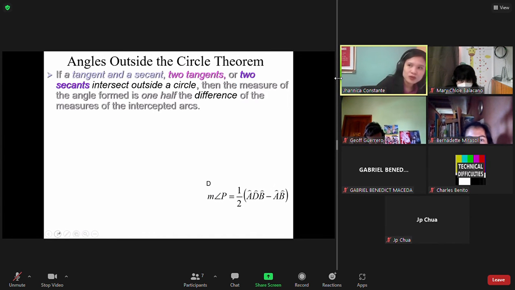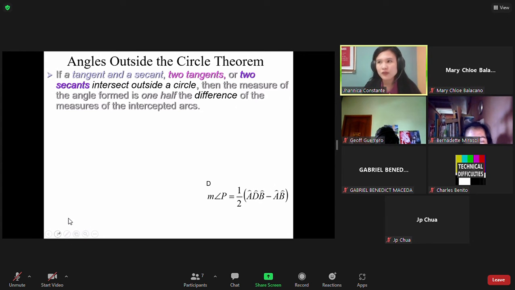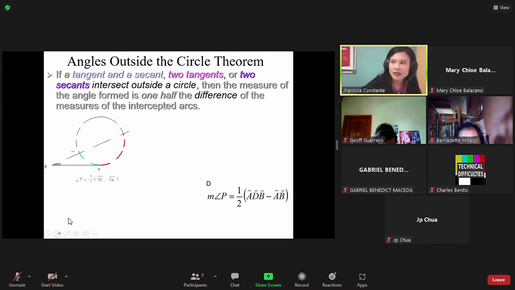So let's proceed with the third theorem that we have, which is the angle outside of the circle. So this angle is being made, it can be made by a tangent and a secant, or it can be made by a two tangent or a two secants intersecting outside a circle. Then the measure of the angle formed is 1/2 the difference of the measure of the intercepted arc. So in finding the measurement of the angle outside of the circle, you're going to subtract the measurement of the two intercepted arc.